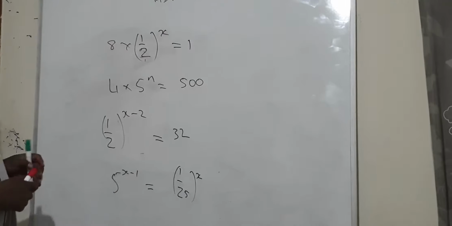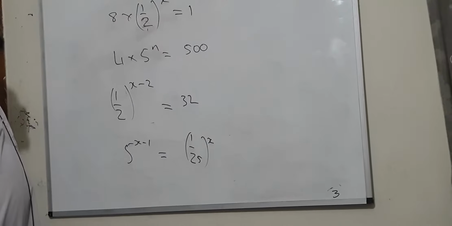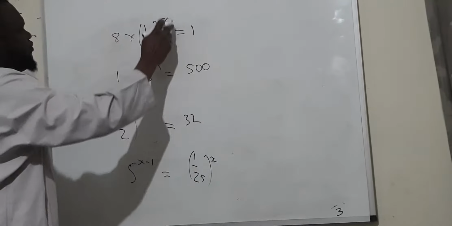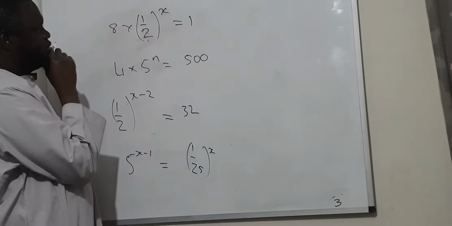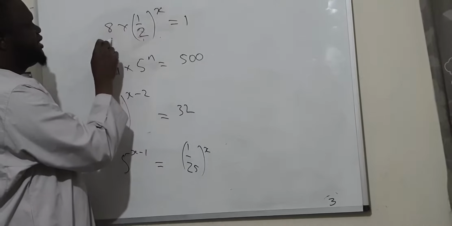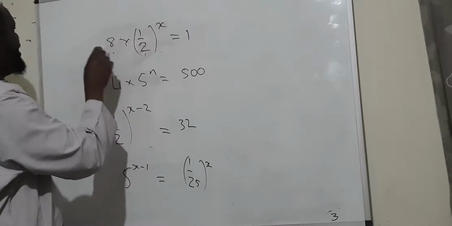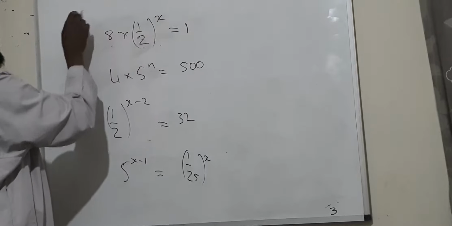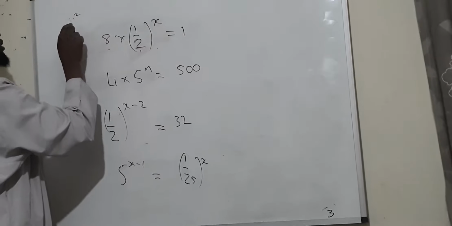8 times half the power x is equal to 1. So all of this will be equal to 1. If you look at this closely, you notice that this is multiplying this thing outside, so we must get rid of the 8. That's one way. Another way is to say 8 is 2 to the power 3.